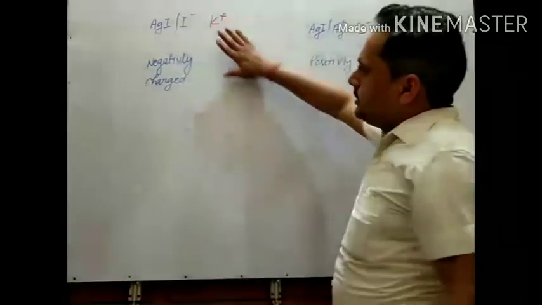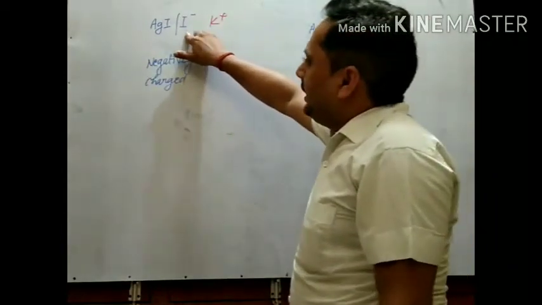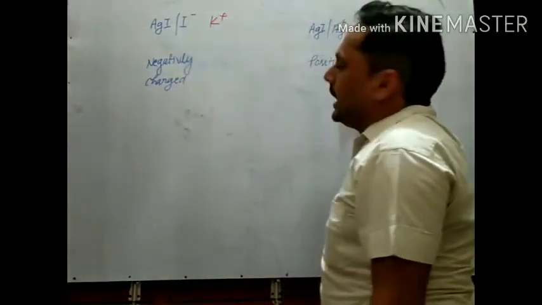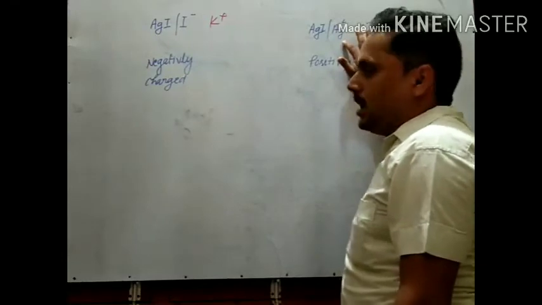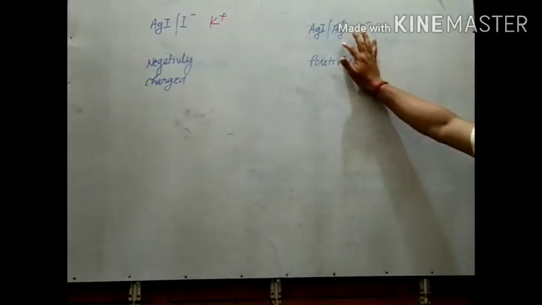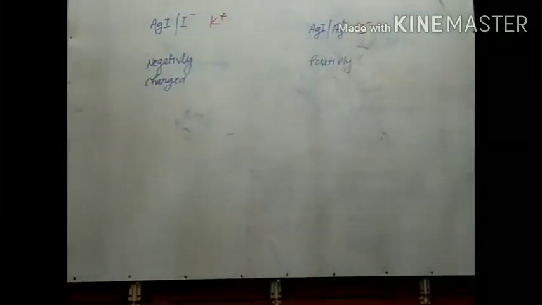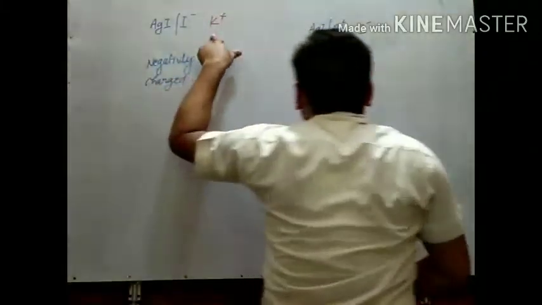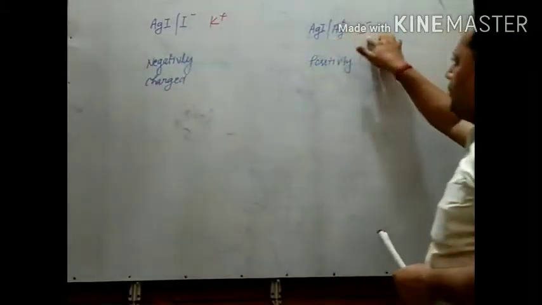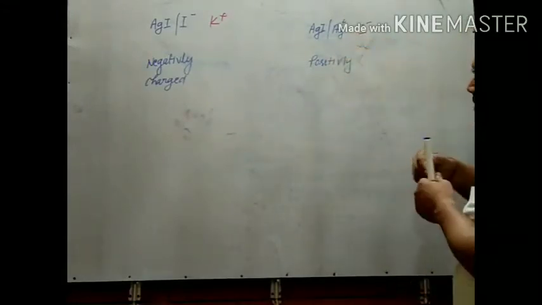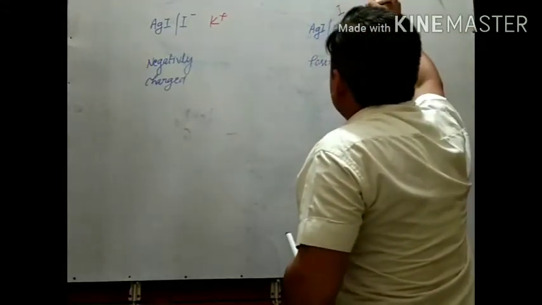Means what we have seen, a negatively or positively charged colloid attracts the opposite charges from the solution, or we can say from the medium, and forms a second layer. So when it is absorbing, it forms a second layer. First layer is this, and second layer is that.